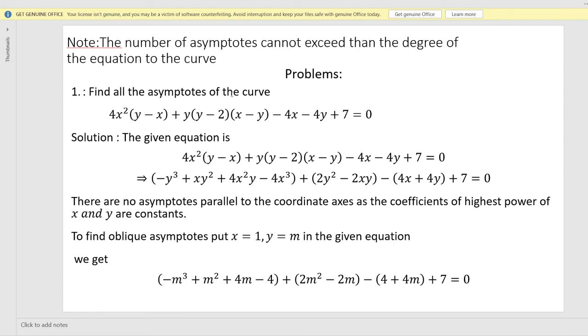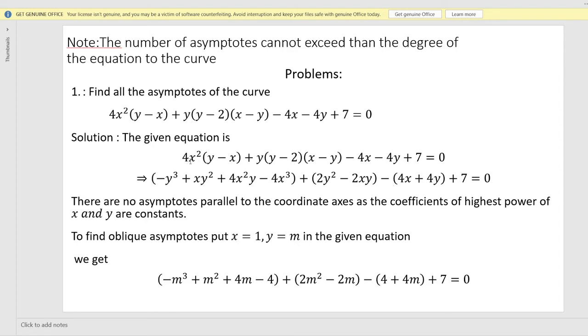Problems. Find all the asymptotes of the curve, meaning both parallel and oblique asymptotes, we have to find out. The given equation is 4x square into y minus x plus y of y minus 2 into x minus y minus 4x minus 4y plus 7 is equal to 0. Here I grouped these terms which contain degree 3, this term which contains only degree 2, and this term which contains only degree 1, there is no degree 0.